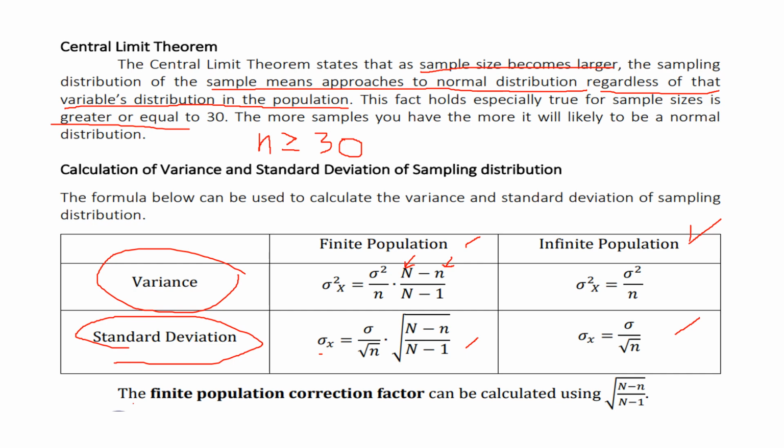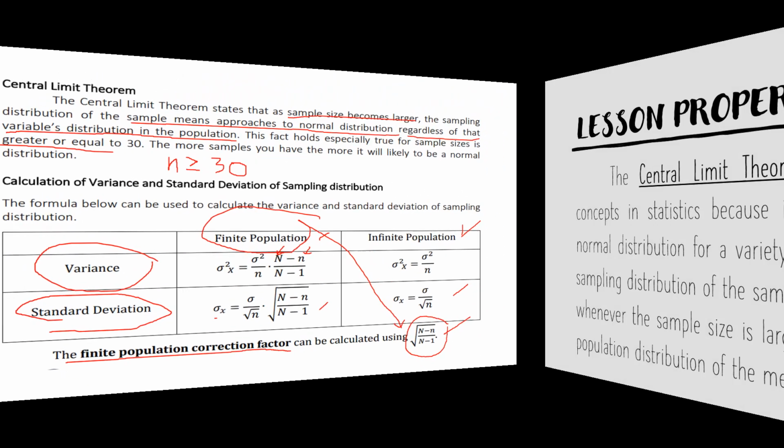Now dealing with your finite population, there's a correction factor for your finite population and it can be calculated using the square root of N minus n all over N minus 1, or square root of your population minus your sample all over your population minus 1. So we use this correction factor when we're dealing with your finite population. This will be your finite population correction factor.